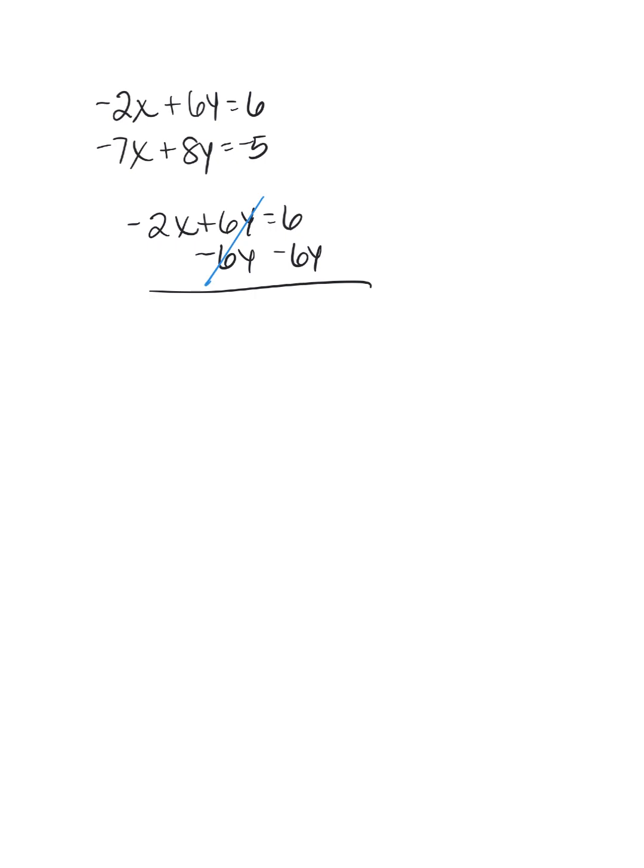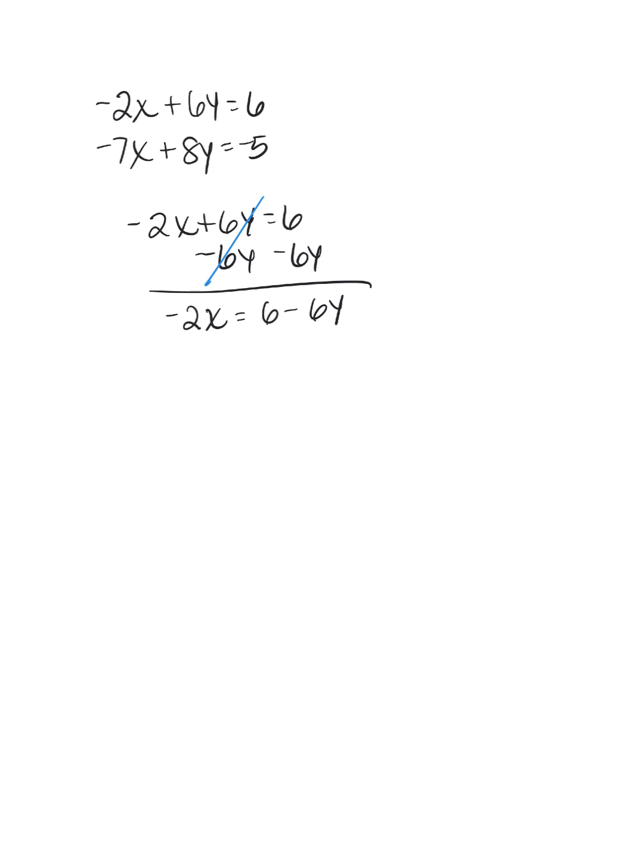All right, so that cancels out. That leaves us with negative 2x is equal to 6 minus 6y, right? I can't combine those because one has a variable and the other one does not. So you can't combine those and make 0y. That's illegal. So we just write them next to each other.